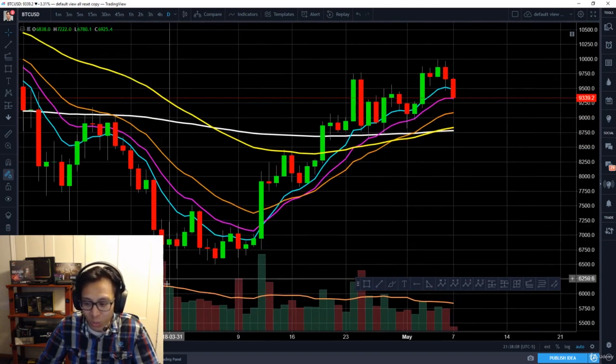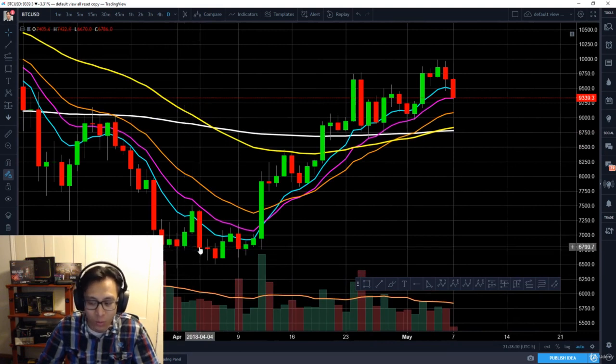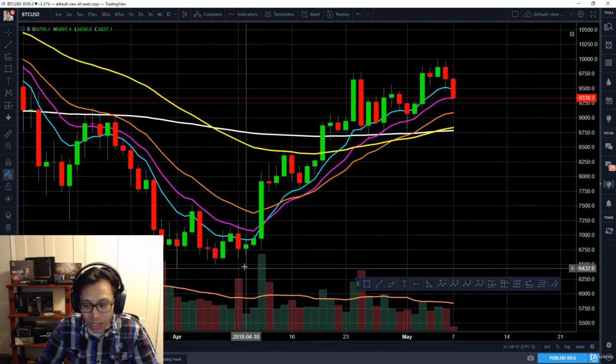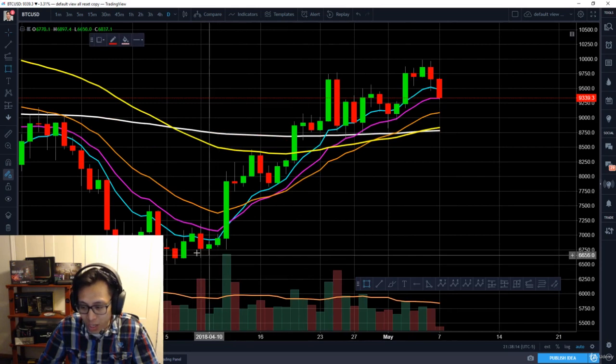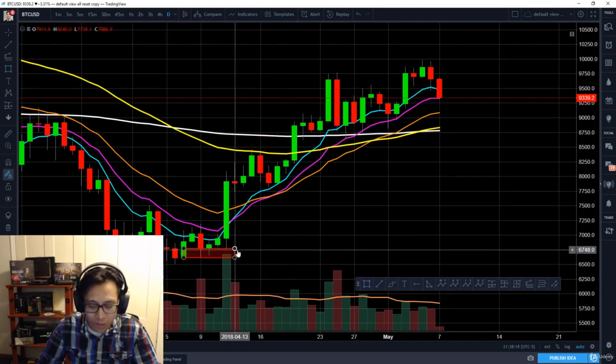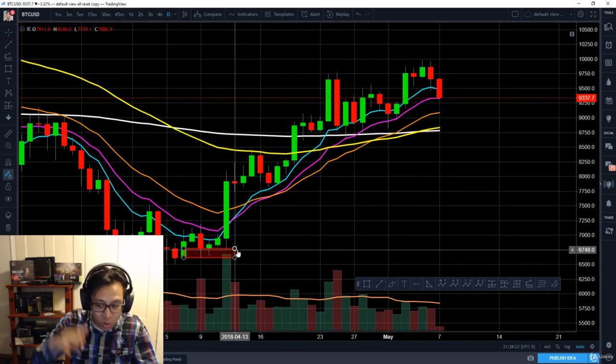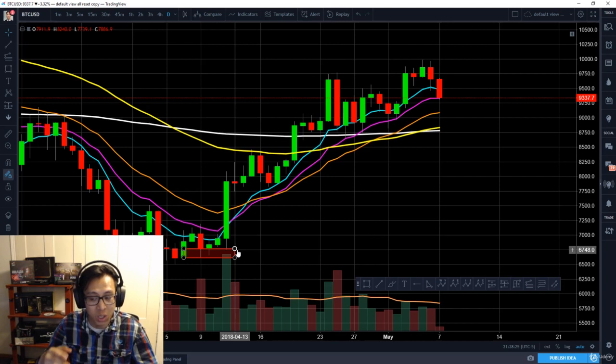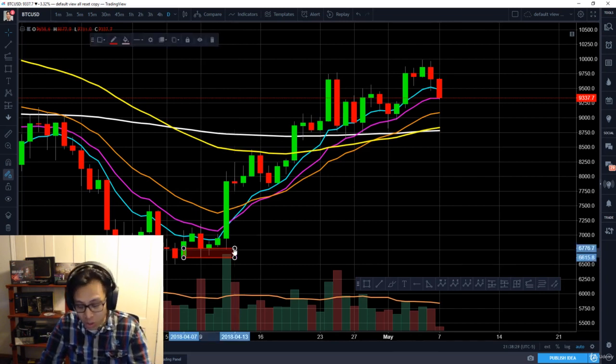So we see lots of wicks to the downside. These wicks are basically indicating support. And especially when we got these two wicks right here, guys, okay? These two wicks give us a really good clue that there are two rejections over 2 days to the downside. So the next few days, it's definitely going to go on an uptrend, right?